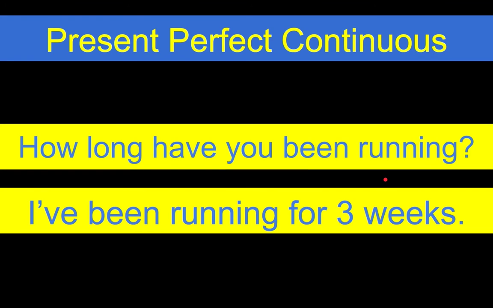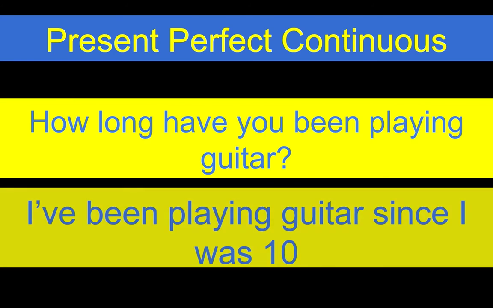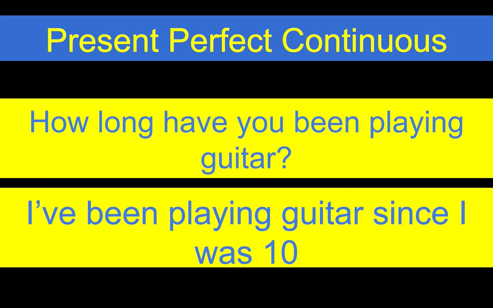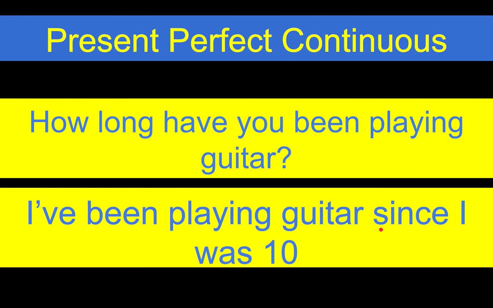So you study English. How long have you been studying English? I have been studying English for 10 years. Another example. How long have you been playing guitar? I've been playing guitar since I was 10. So since tells you the starting time. So now I am 20. 10 years ago, I was 10. So since I was 10, I have been playing guitar for 10 years. So for is how long. Since is the start time. It tells you the start time.